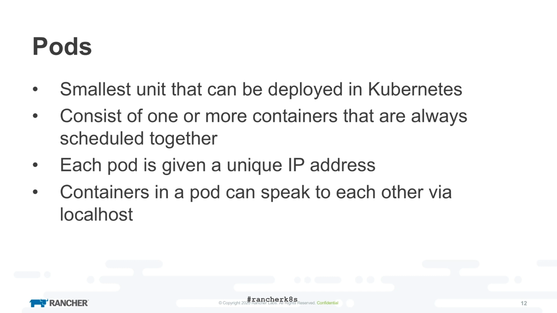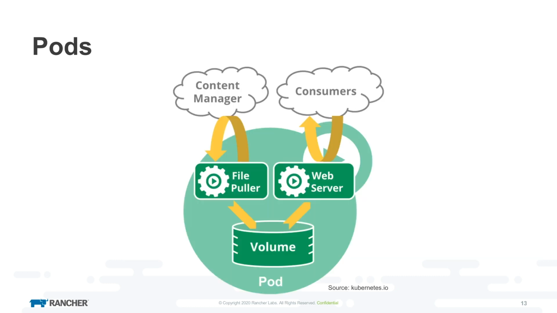Pods bundle containers together with shared network space and shared storage. So two containers can talk to each other on localhost. One container can write to the disk and the other container can read the file. It solves so many problems around inter-container communication. Each pod gets its own IP address. They're wonderful. Here's an example of a pod with two containers.